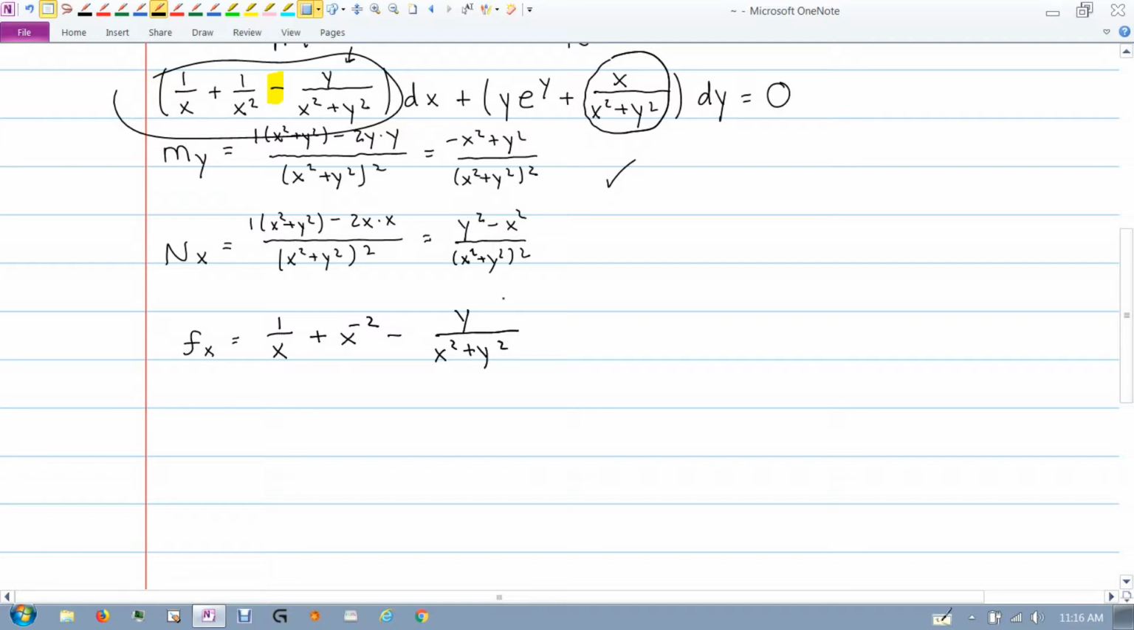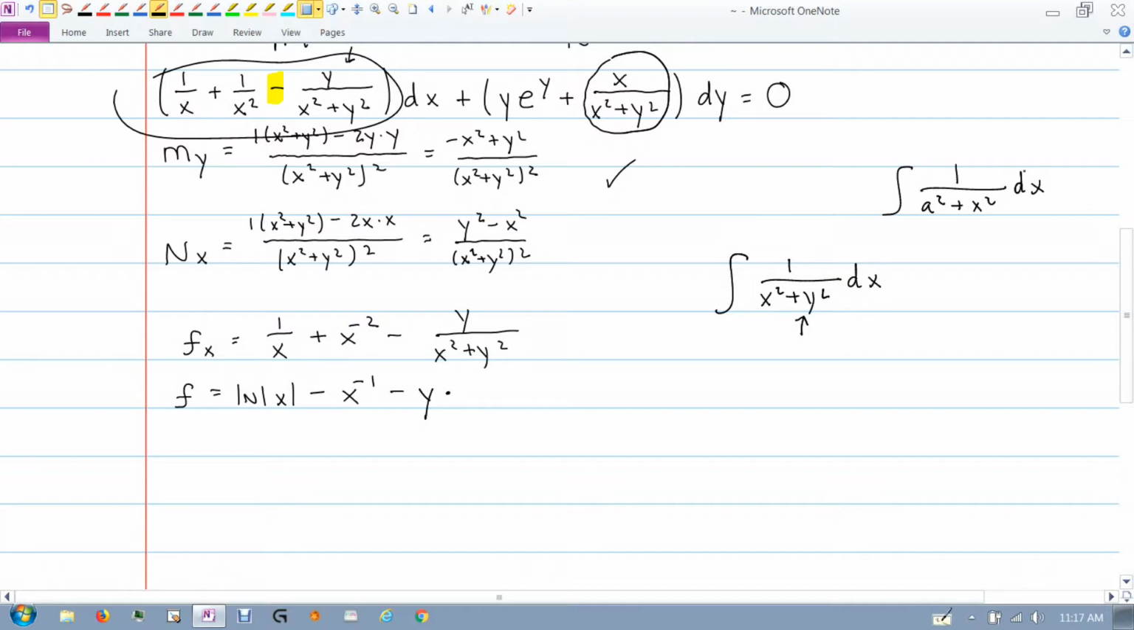All right, so we're going to integrate. F must be antiderivative of this stuff with respect to x, which is natural log of x, minus x to the negative 1. And then minus, now look, the y is going to come out because it's a constant. That's the y on top. And so I'm really trying to integrate 1 over x squared plus y squared dx, and I'm treating my y like a constant. So that looks a lot like the formula a squared plus x squared dx, right? And that's arctangent.